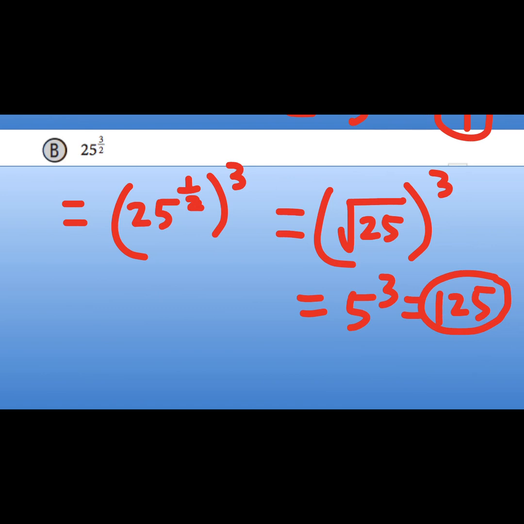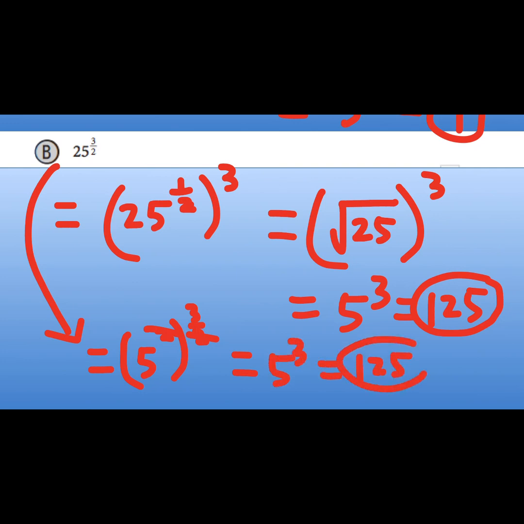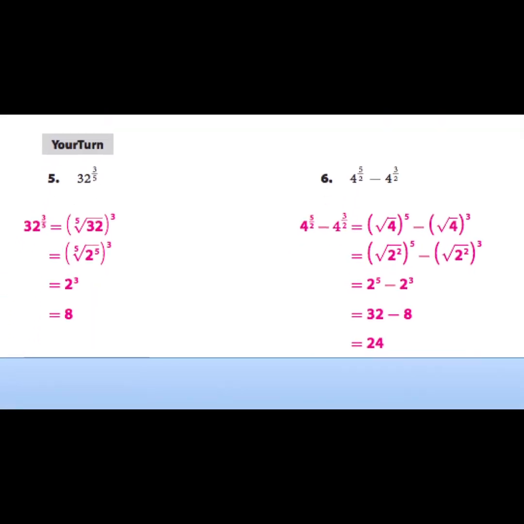Or again, if you prefer to work with the exponents, you can rewrite 25 as 5 squared, and then you have the 3 over 2 power. So the 2's cancel out, and we have 5 to the 3rd, which is, again, 125. So again, you have more than one option.